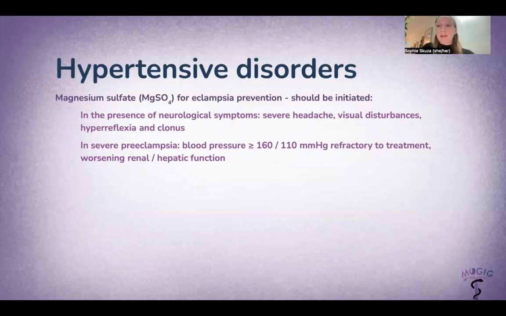Magnesium sulfate is something that's really important to keep in mind for eclampsia prevention, and it should be initiated in the presence of neurological symptoms, so severe headache, visual disturbances, hyperreflexia and clonus, and in severe preeclampsia, which includes having a blood pressure that is above 160/110 that's refractory to treatment, and in worsening renal or hepatic function.